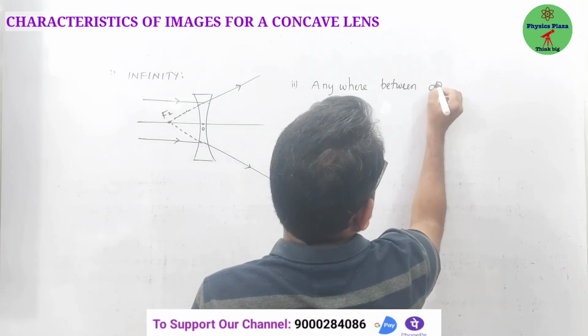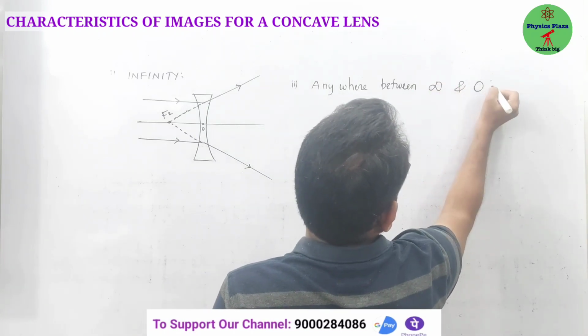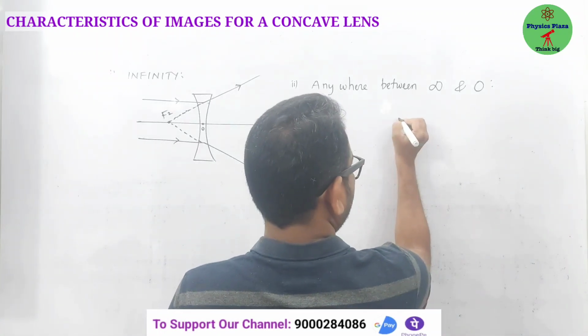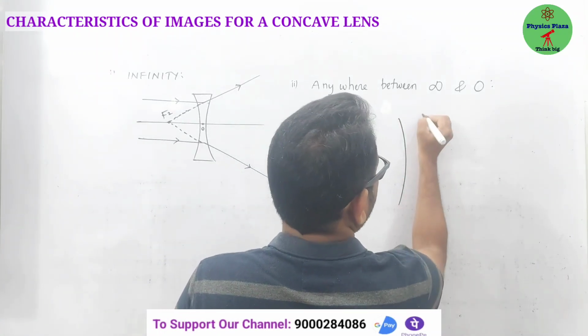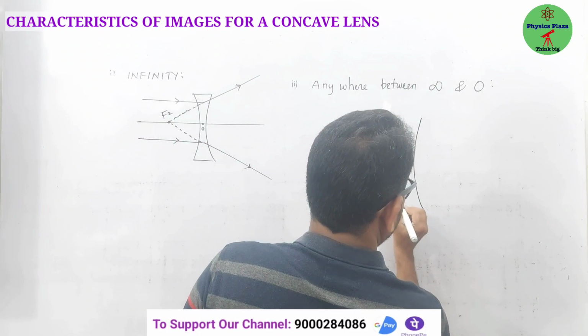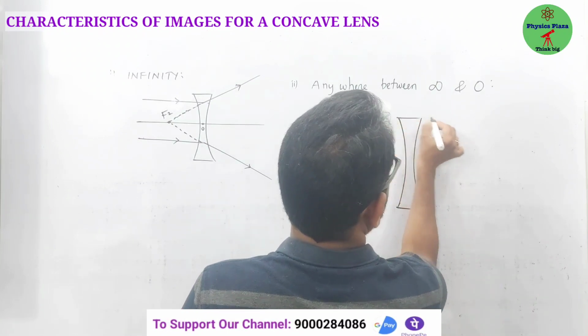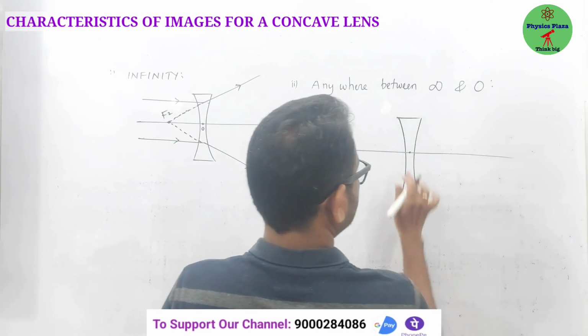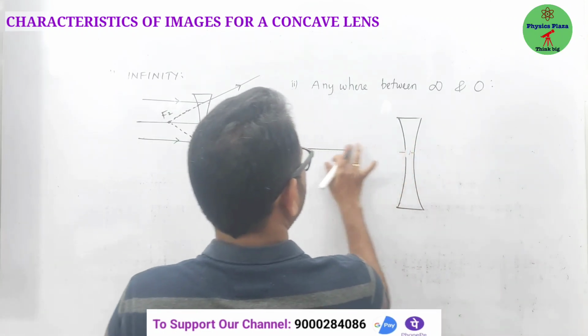Anywhere between infinity and optic center, wherever you can place it. This is a specialty of the concave lens. Okay? So let us take a concave lens. Wherever you place the object between infinity and optic center, the image position will always be the same. Let me take here the principal axis.